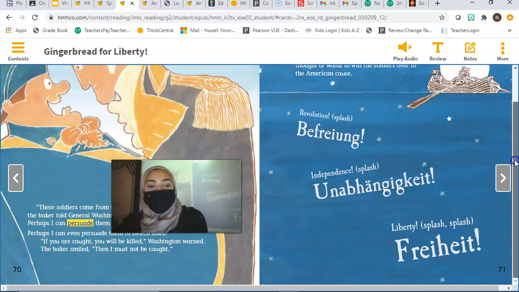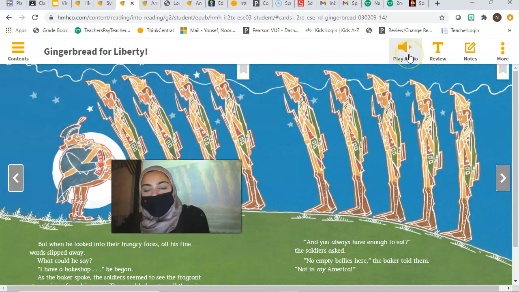So what are these words that are on the bottom? Remember he said he can speak their language, right? So this is probably how they say revolution in their language, how they say independence in their language, how they say liberty in their language. All right, let's keep going.